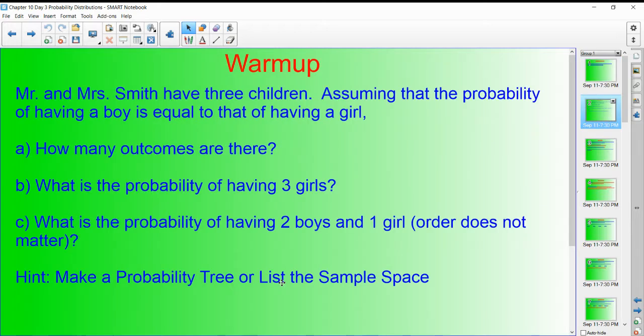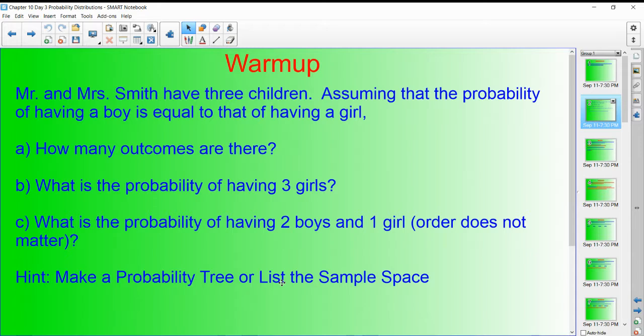So we're going to start with a warm up. Mr. and Mrs. Smith, a very generic, very popular last name, have 3 children. Assuming that the probability of having a boy is equal to that of having a girl, so 50% having a boy, 50% having a girl. How many outcomes are there? So how many different groups of 3 kids could they have? What's the probability of having all 3 girls? And what's the probability of having 2 boys and 1 girl in any order?